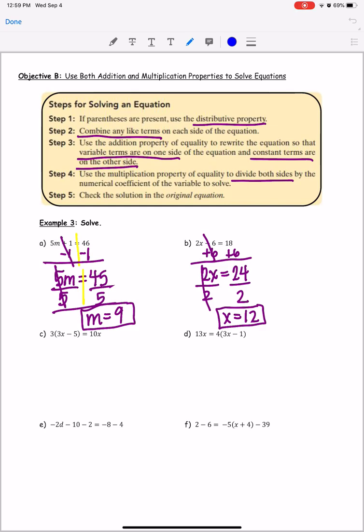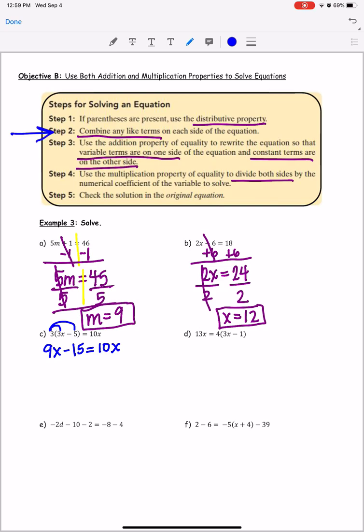Okay, on C. Now we're finally to a different spot in this one. Now step 1, if there's parentheses, use your distributive property. I've got parentheses, so we need to distribute here. So we're going to go 3 times 3x, which gives me 9x. 3 times negative 5, negative times positive is negative, so negative 15. Bring down your equals and your 10x.